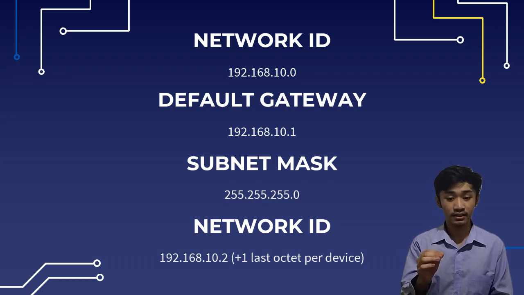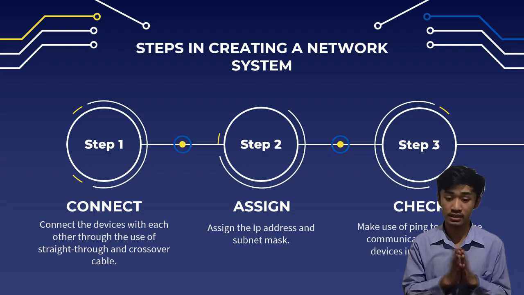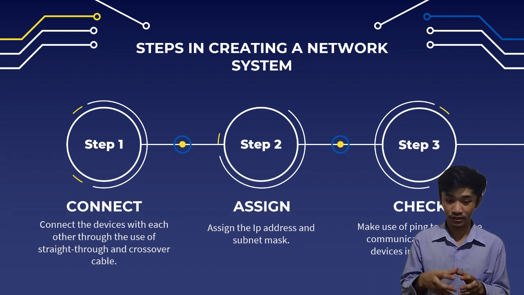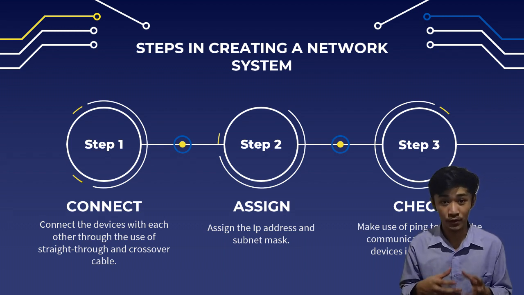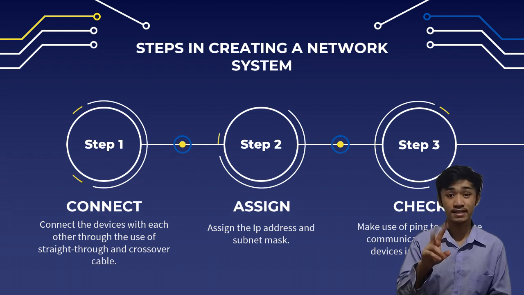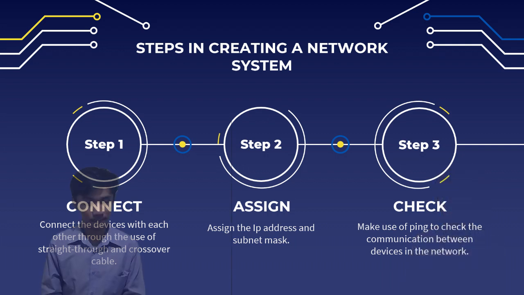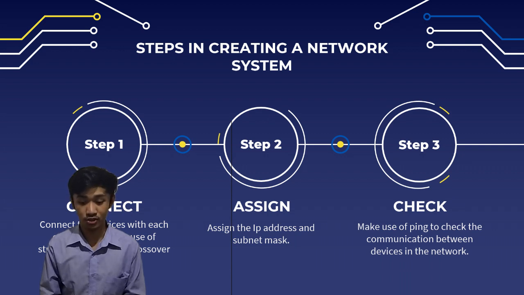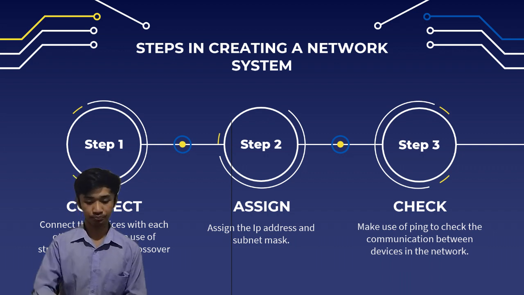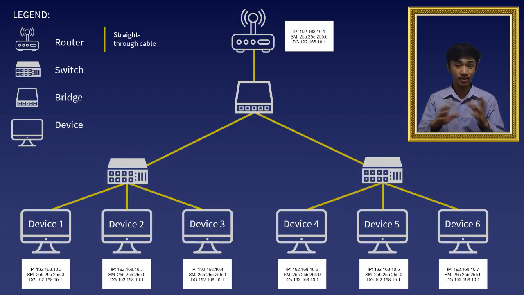Now, let us tackle the steps in creating a network system. Step 1 is connect. Connect the devices with each other through the use of straight-through cable. Step 2 is assign. Assign the IP address and subnet mask to the network devices that we use. And step 3 is to check. Make use of ping to check the communication between devices in the network. And now, here is the overall structure of our network system.